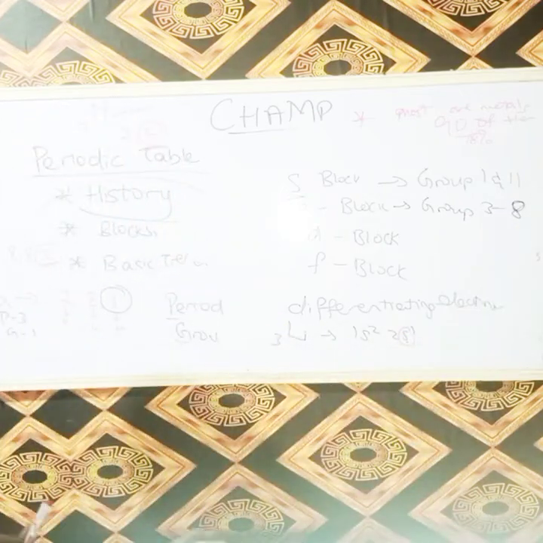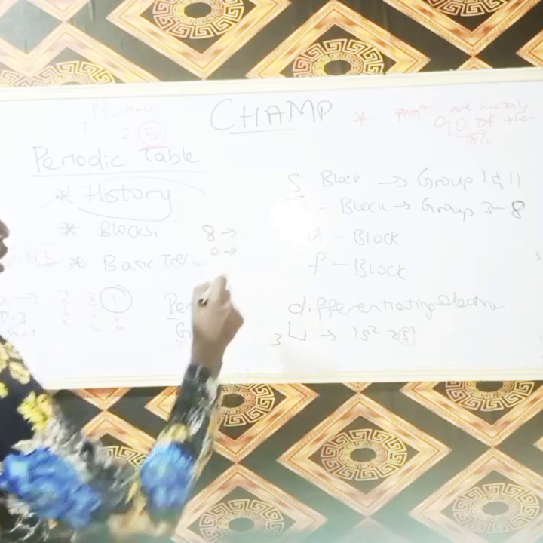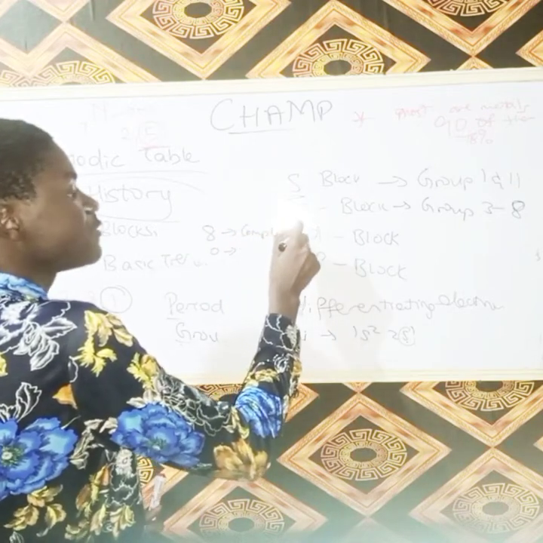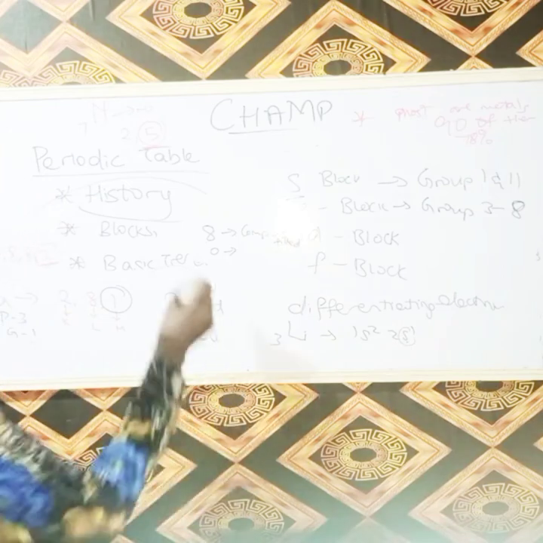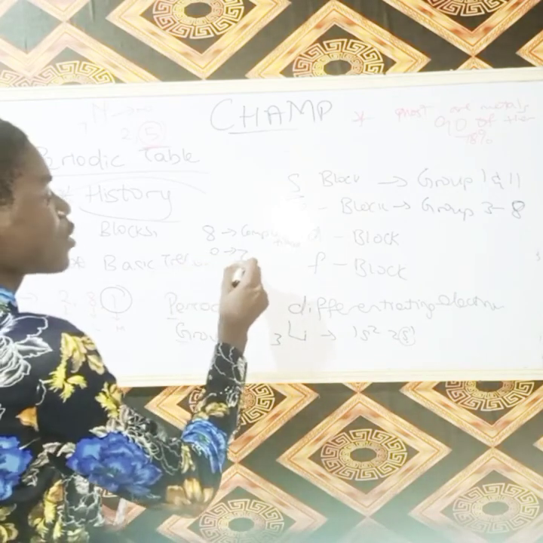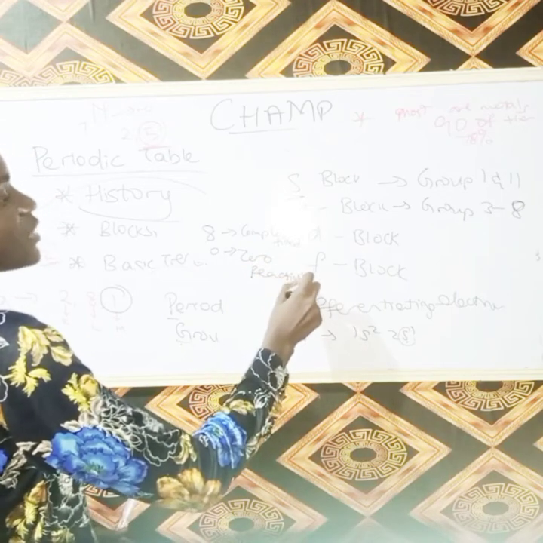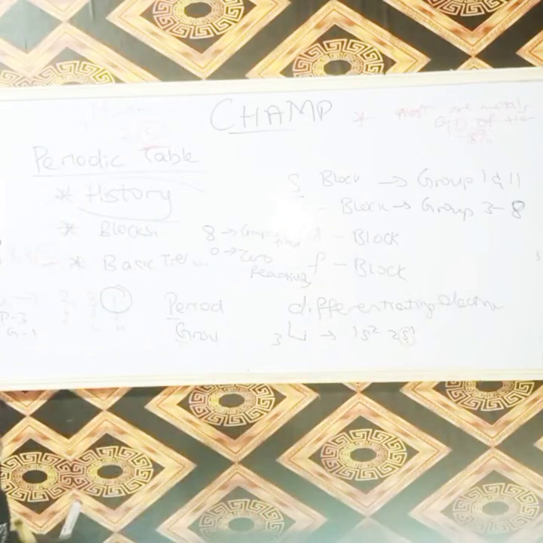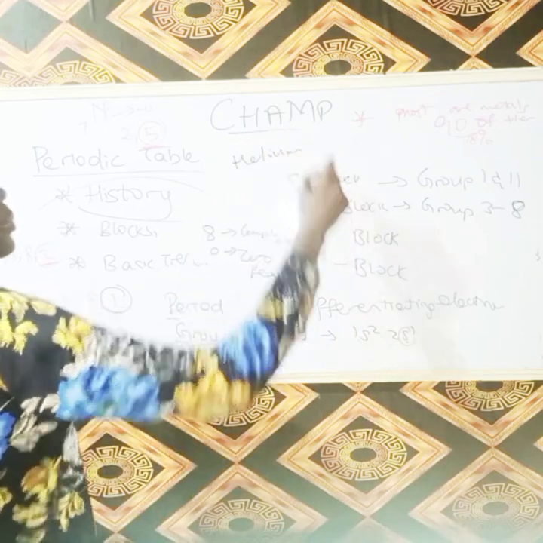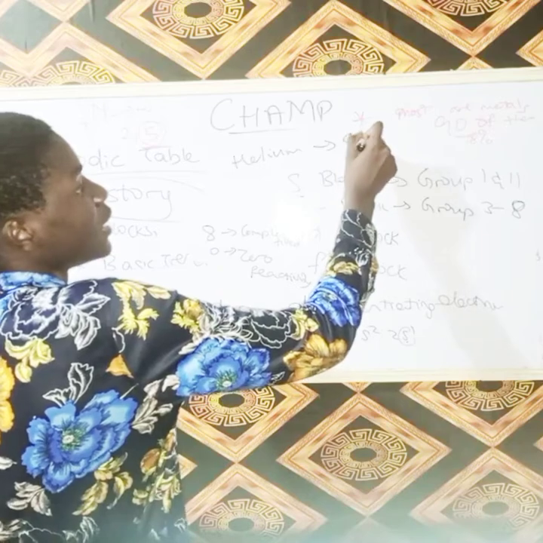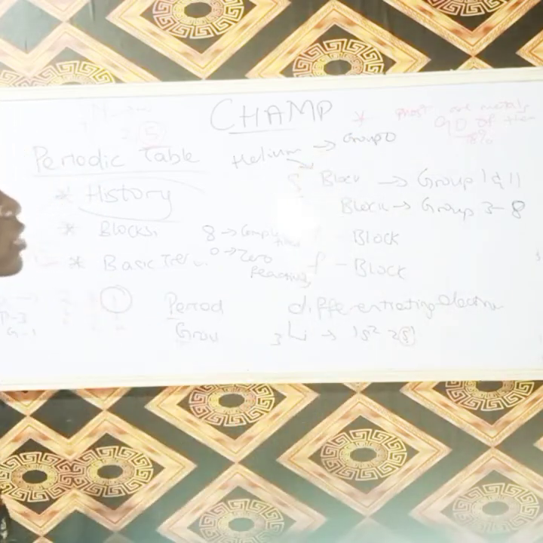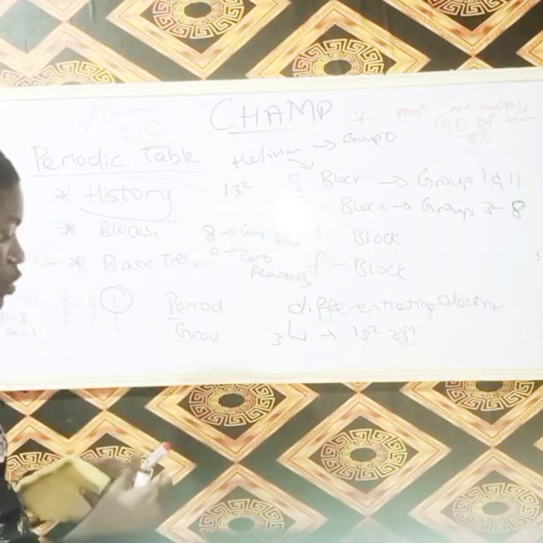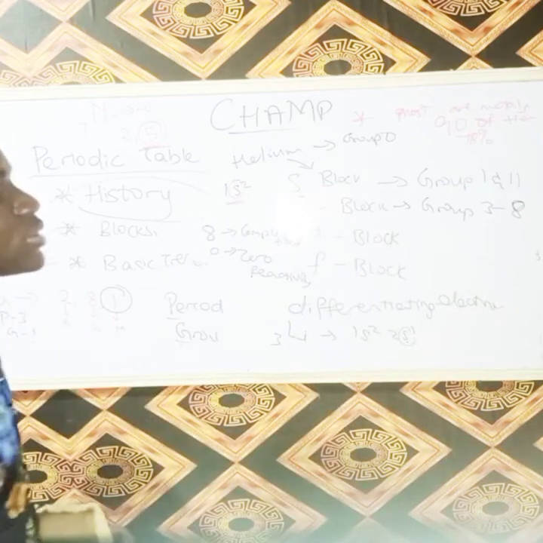Now the group 8 elements are called either group 8 or group 0. The reason why they are called group 8 is because they have a completely filled outermost shell. The reason why they can be called group 0 is because they have zero reactivity. All these are past questions, please take note of them. The differentiating electron is what determines the S block, and that is why helium, although it is a group 0 element, is in the S block, because the differentiating electron ends in S. You have 1s2. Can you see that?